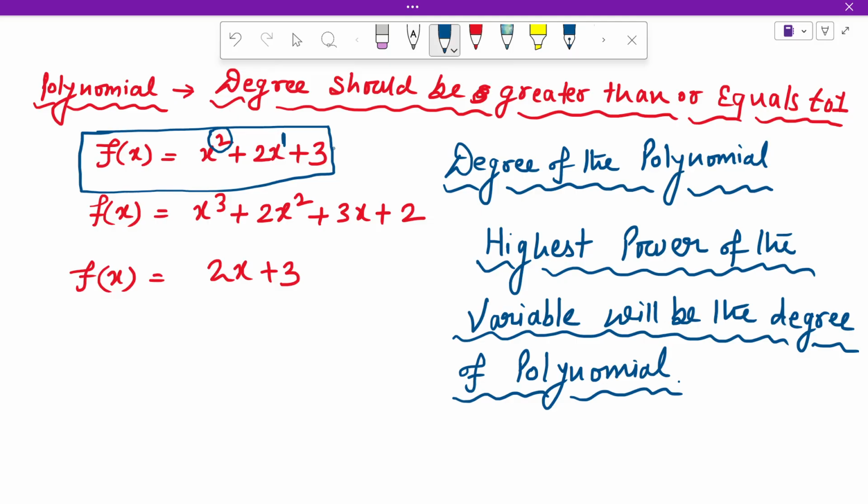So in the entire expression here, the degree is 2, because the highest power of the variable is x square, which is 2. So the highest power is 2. That's why it is a polynomial of degree 2.